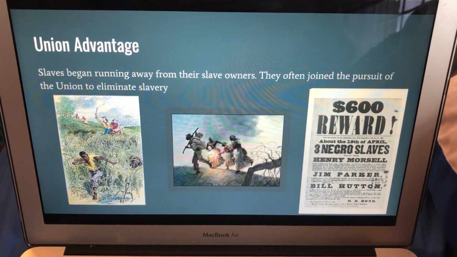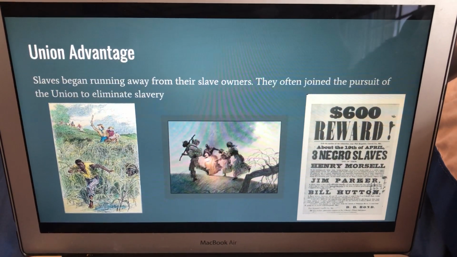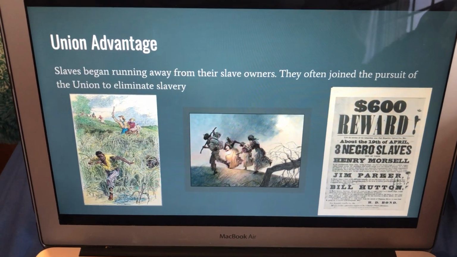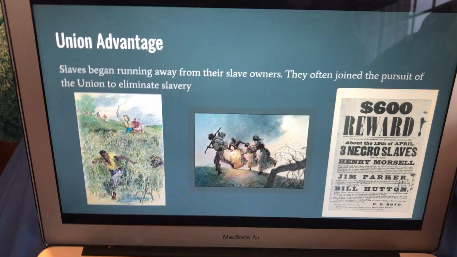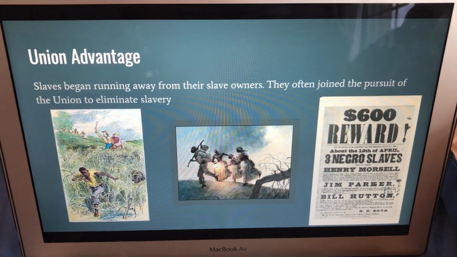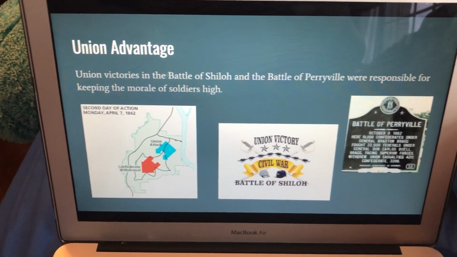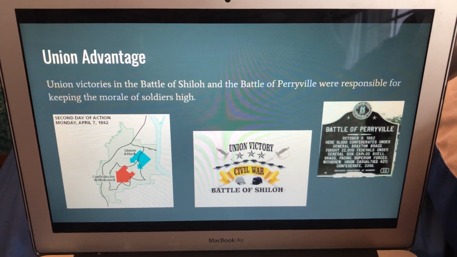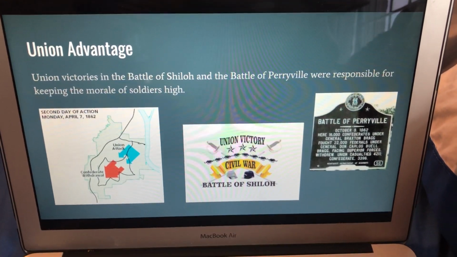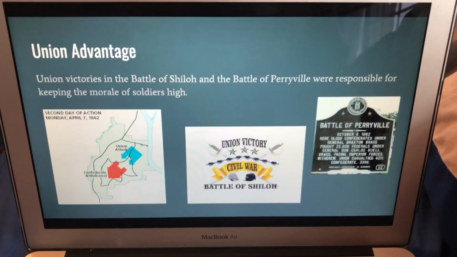So just some more advantages that aren't as clear-cut for the Union. The slaves began running away from their slave owners, and when they would run away, they would often join the Union's pursuit to eliminate slavery. So that would just give them even more manpower that they didn't have to recruit. They just came on their own free will to help fight for this. Another one was the Union victory at the Battle of Shiloh and the Battle of Perryville. They were responsible for keeping the morale of the soldiers high, and after winning 2 battles, you can imagine that they were feeling pretty good about themselves.